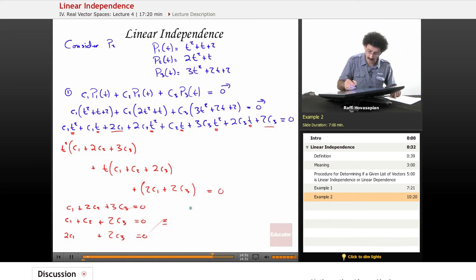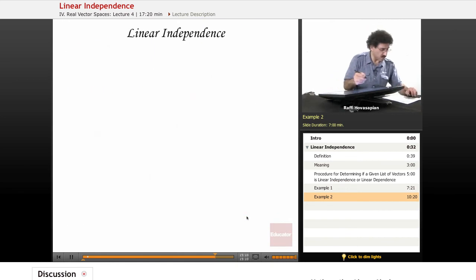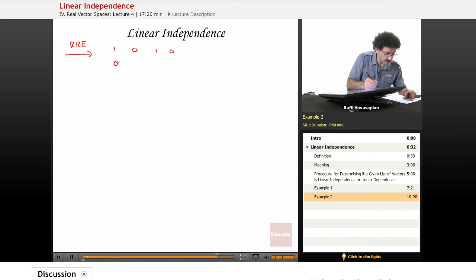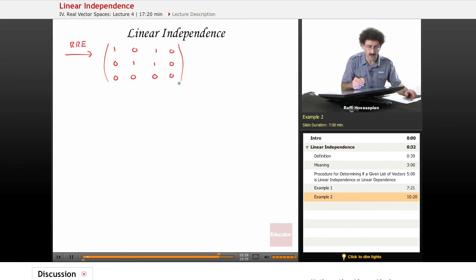This is, of course, equivalent to, just take the coefficients: 1, 2, 3, 0; 1, 1, 2, 0; 2, 0, 2, 0. Okay, so this is the system that we want to solve, and we're going to subject that to reduced row echelon. So I'll put a little arrow to let you know what's happening here. And what you end up with is 1, 0, 1, 0; 0, 1, 1, 0; 0, 0, 0, 0.